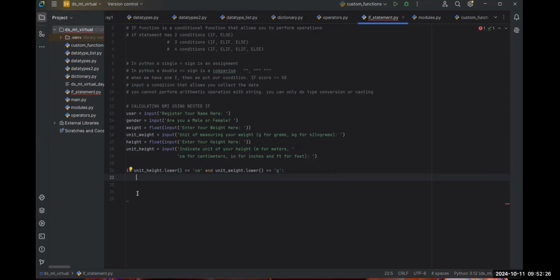Now, we are saying height. Your height should be equal to height, right? But multiplied by what? Let's use our knowledge of, what is it called?